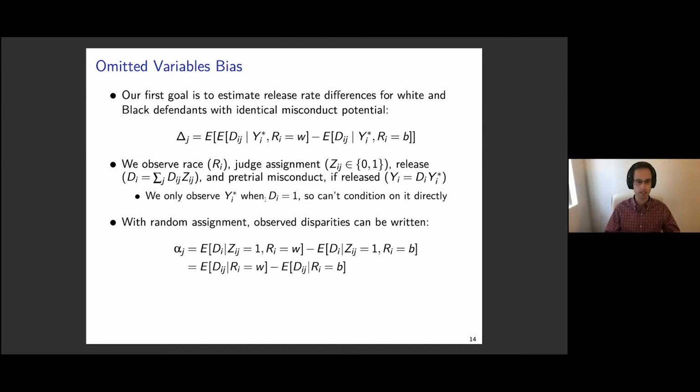What does random assignment give us? It gives us differences in release rates of judges, alpha J, but it doesn't give us differences in release rates conditional on misconduct. So generally, when there's differences in misconduct rates across race, this alpha J is not going to be equal to delta J, which is our parameter of interest.